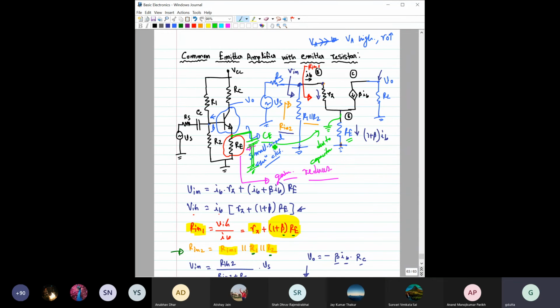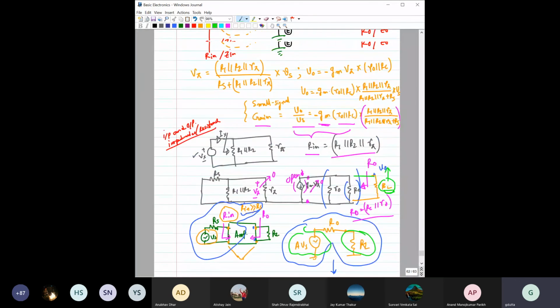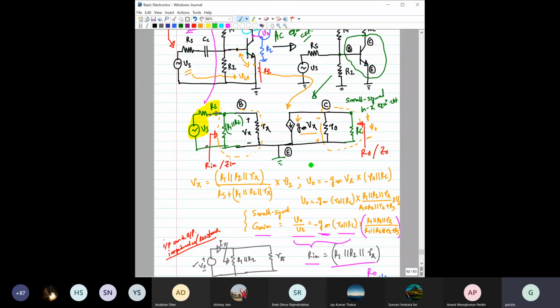However, when you are doing the small signal analysis, then what will happen? This capacitor can be treated as a short circuit. So this capacitor's other terminal is grounded, which means this terminal is also grounded. That means the emitter is now grounded. So the emitter is grounded means this line, this node, is grounded, right? Then the entire analysis would be similar to this small signal analysis, isn't it?